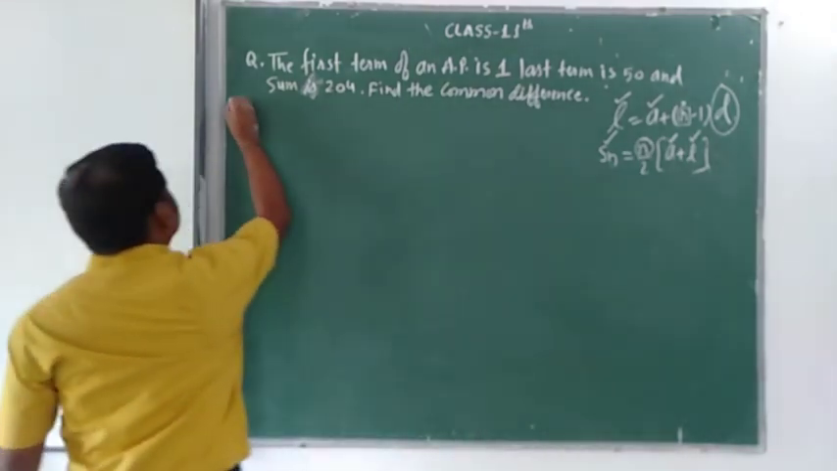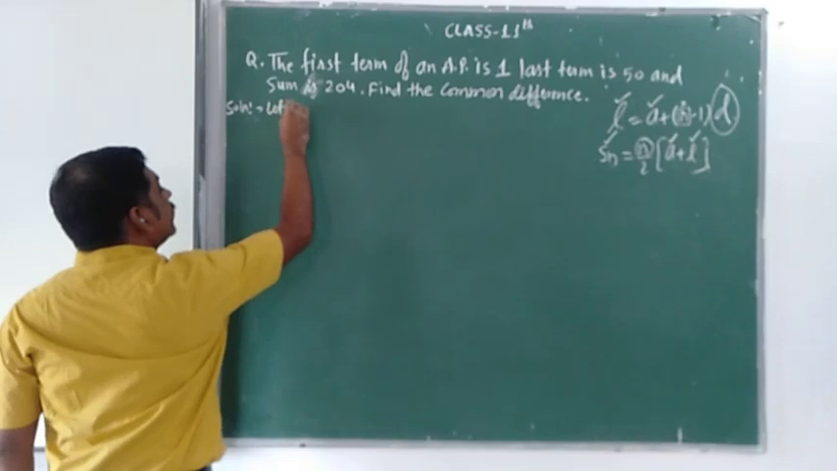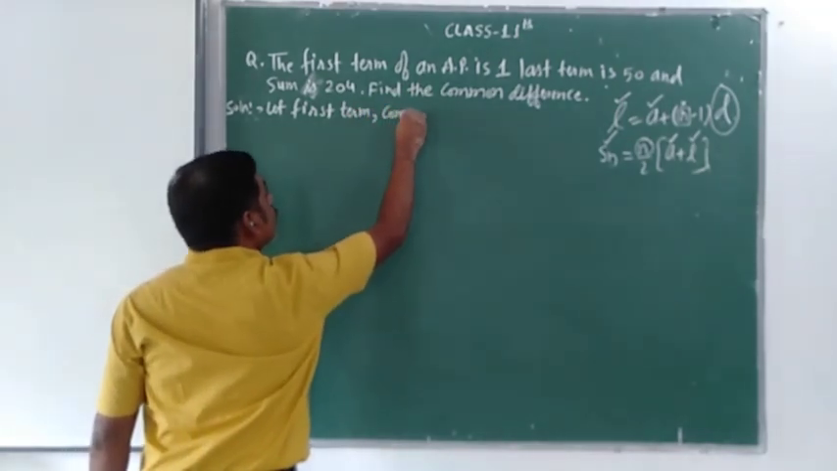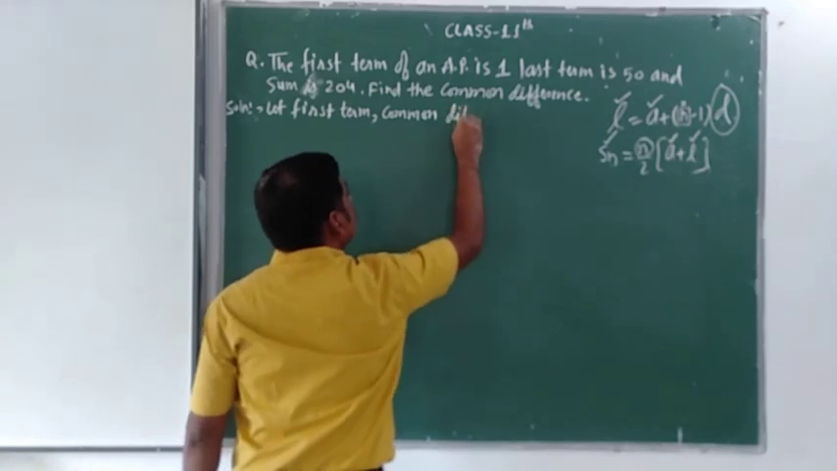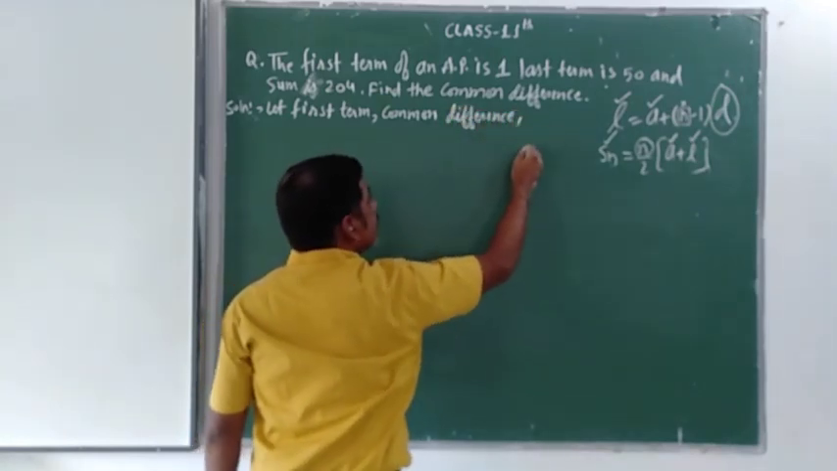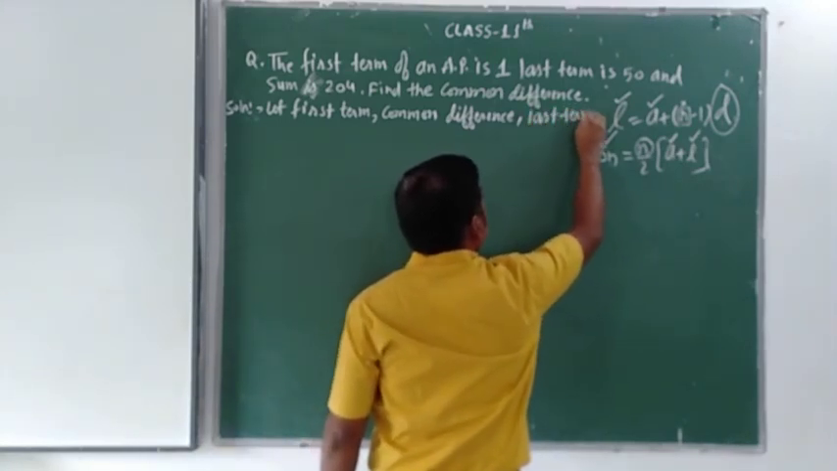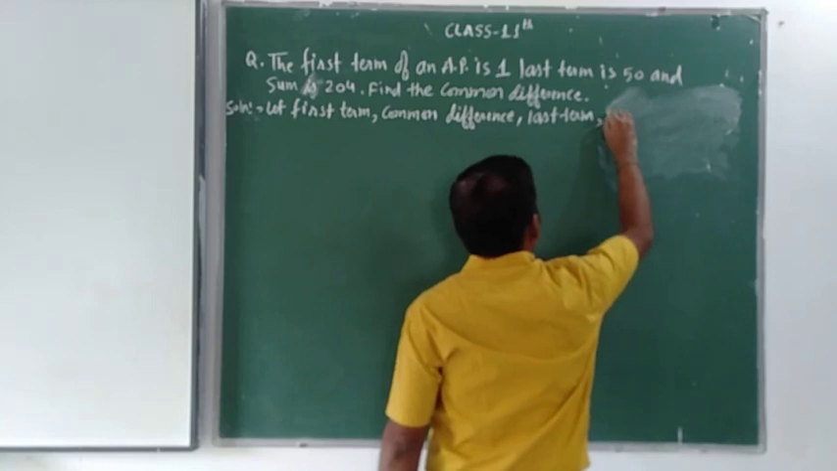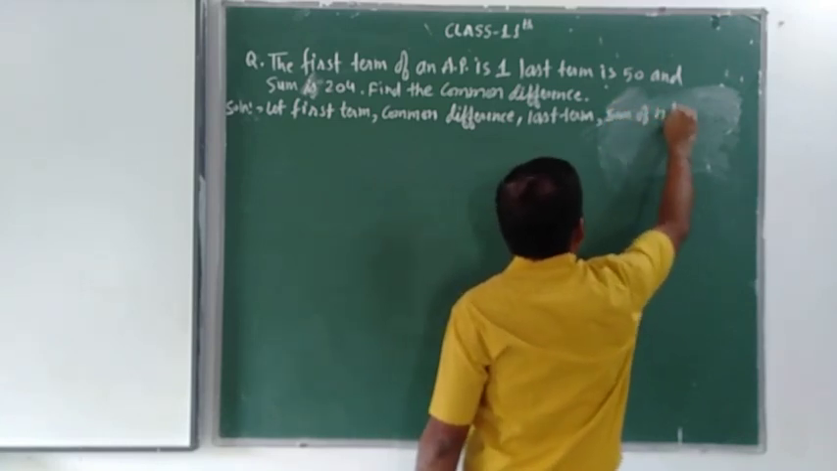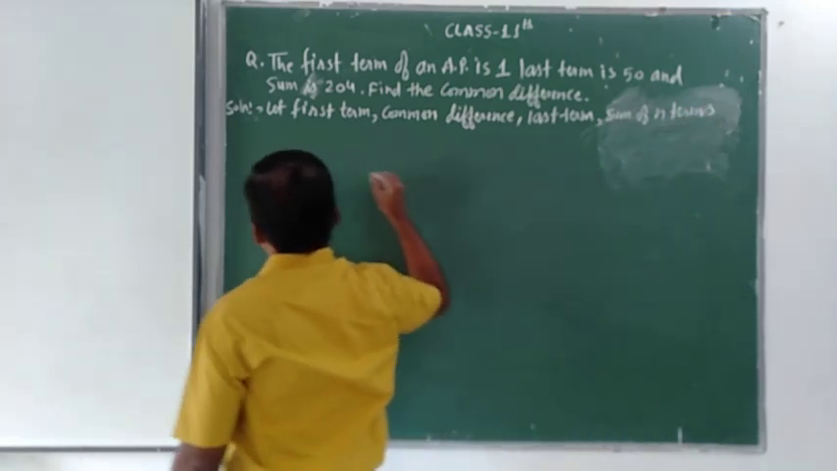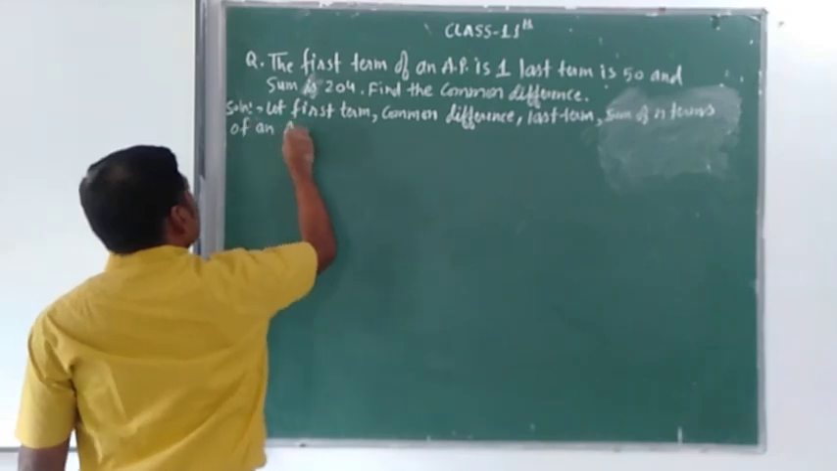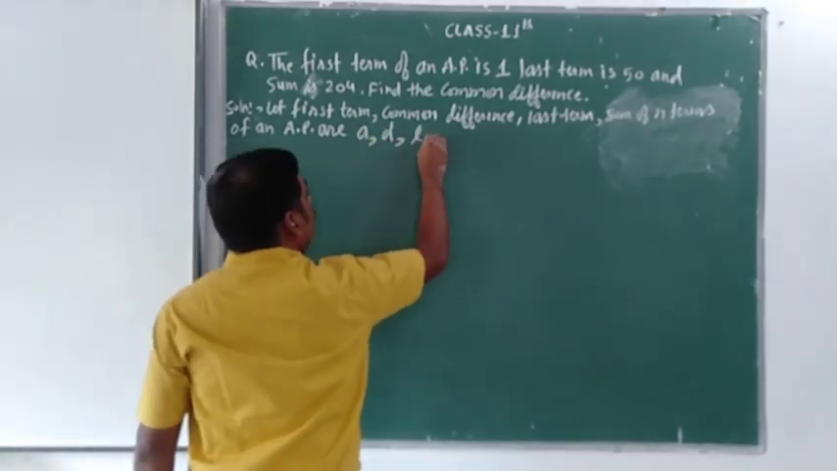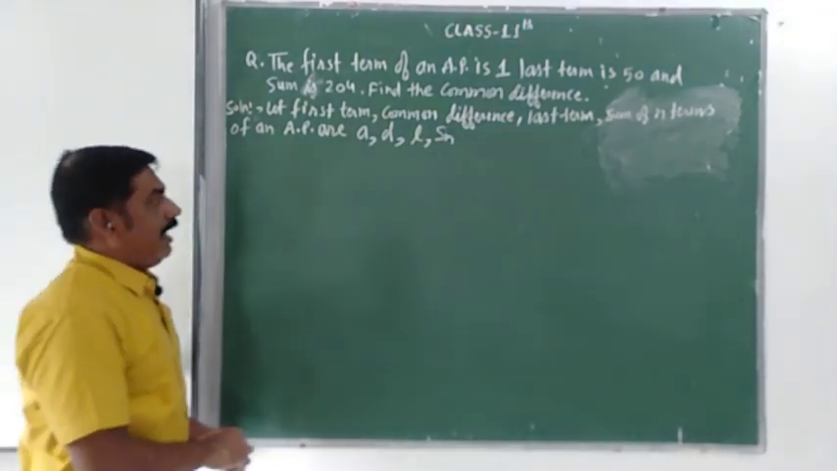So we have to write: let the first term, common difference, last term, and sum of n terms of an AP be a, d, l, Sn. Clear?